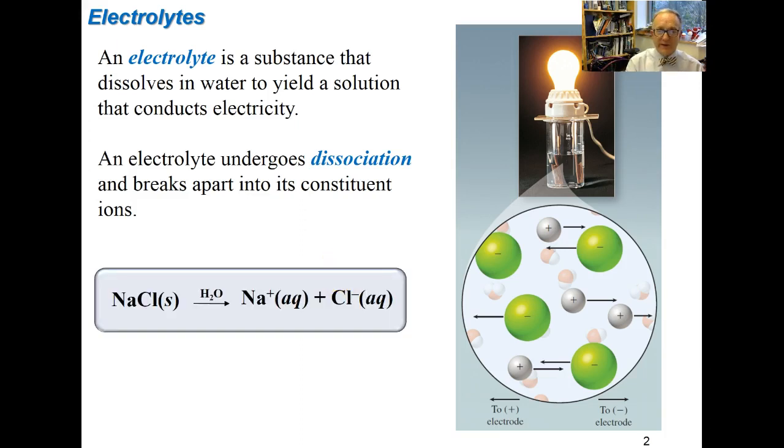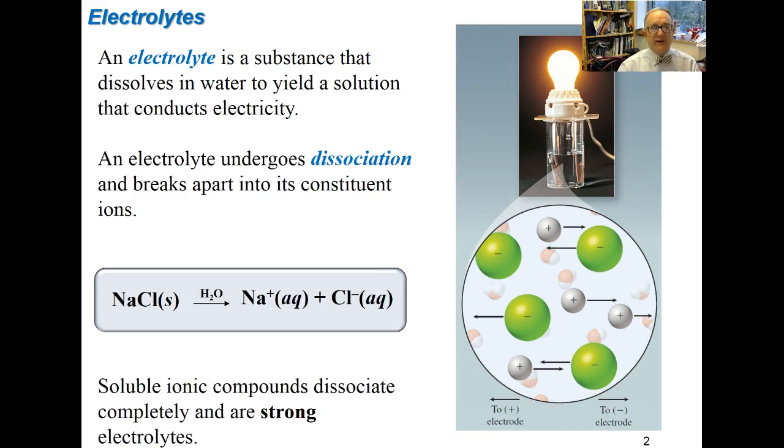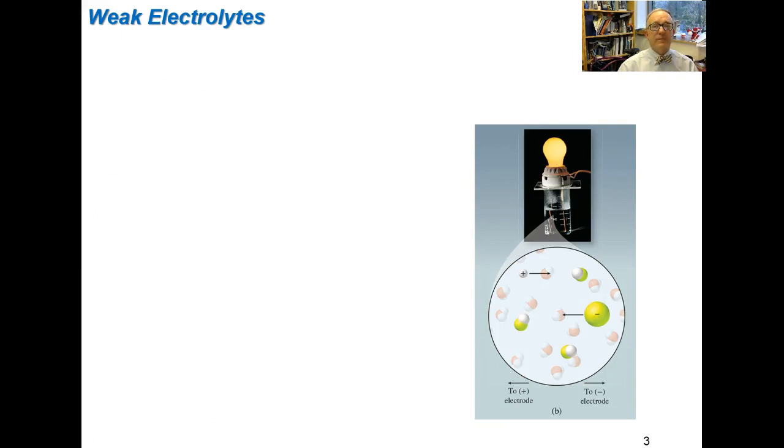So we've got sodium chloride, a solid. You put it into water, and the sodium ions from the crystalline structure are free to move about in the water, and the chloride ions are free to move about. It dissolves and dissociates. Soluble ionic compounds dissociate completely, and they're known as strong electrolytes. If you dissociate completely, you're a strong electrolyte. More on that a little bit later. Versus weak electrolytes versus non-electrolytes.